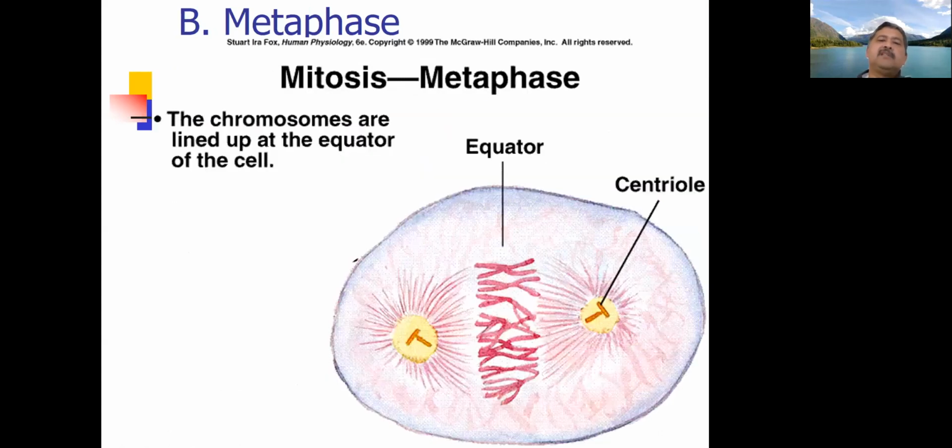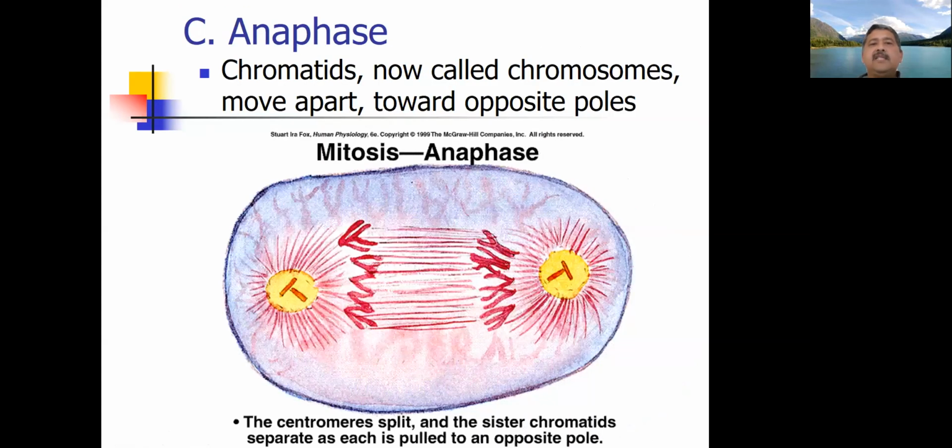Then the chromosomes start to line up in the middle. We call that the equator. And so we call this meta, or middle, phase. It's a very short phase. Out of all of these phases, this is the shortest phase. But it's significant because you can see they're starting to line up. The next phase is anaphase. During anaphase, the chromatids, now called chromosomes, move apart.